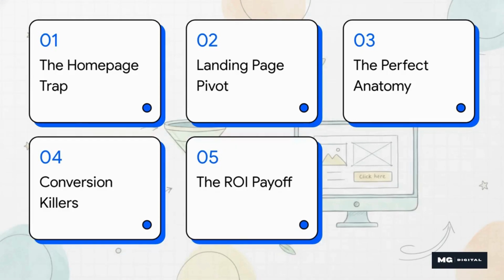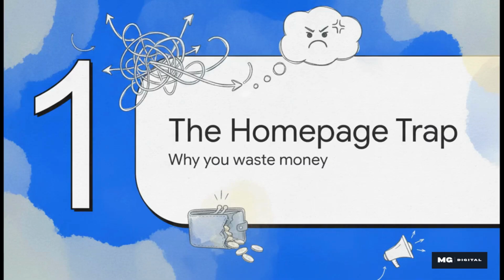All right, so here's our playbook to solve this step by step. First, we'll look at the homepage trap. Then we'll cover the landing page pivot. After that, we'll build the perfect anatomy, avoid the conversion killers, and finally get to the best part, the ROI payoff. Okay, let's jump right into step one, the homepage trap, why you're wasting money.